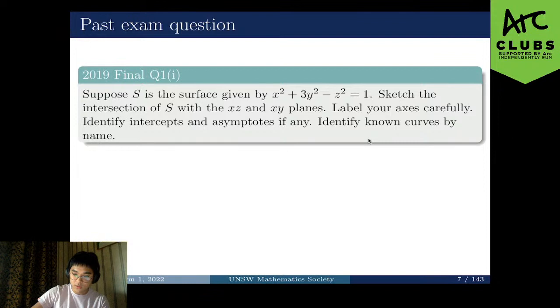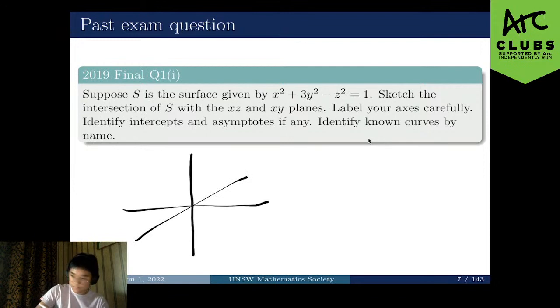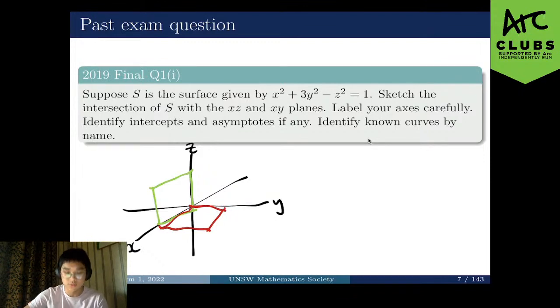So if we just construct the xyz axes, we have the x-axis here, the y-axis here, and the z-axis here. So the xz plane looks like this, and the xz plane exists when the value of y is set to 0, and the xy plane, which is this, that's when z is set to 0. So for the xz plane, we're going to sub in y equals 0 to get x squared minus z squared equals 1. And for the intersection with the xy plane, we set z equals 0.